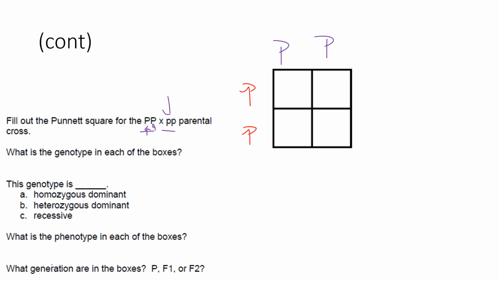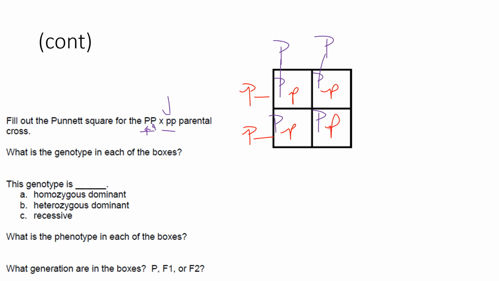So I'm going to switch back to the original color that I used. This big P is going to go down here and here. And then this big P will go here and here. Then the letters that are on the sides, you take them into every box that is beside them. So this little p is going to go here and here, and then this one will go here and here.